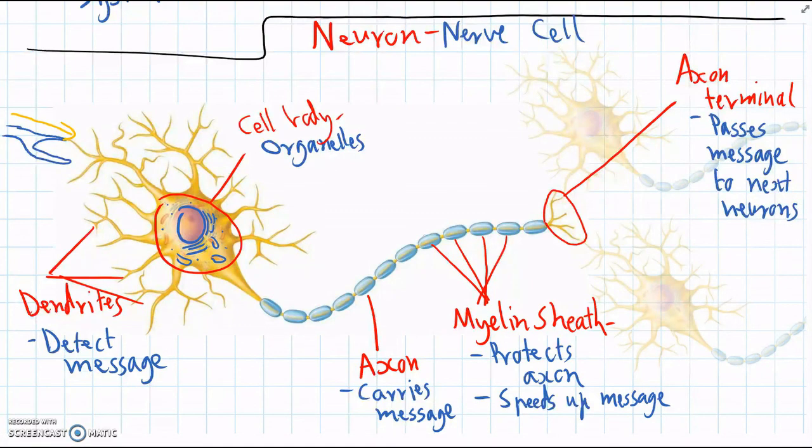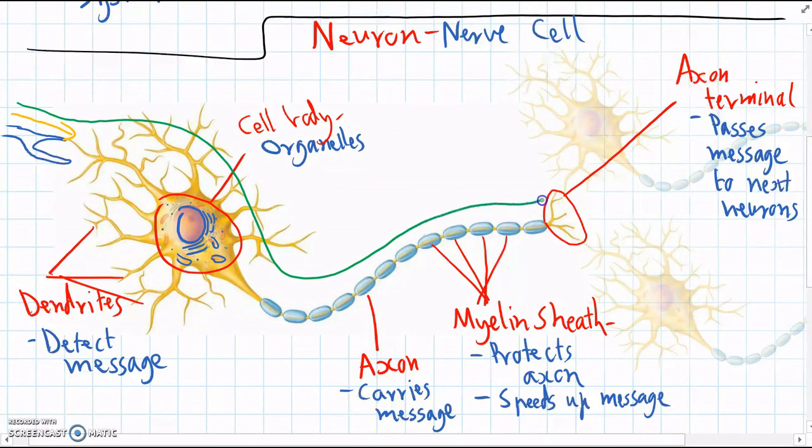So we can see that a message comes from one neuron, it goes in through the dendrites, it goes along the axon, out through the axon terminal, and then into the next neuron. And this is how messages pass all the way from one nerve to the next.